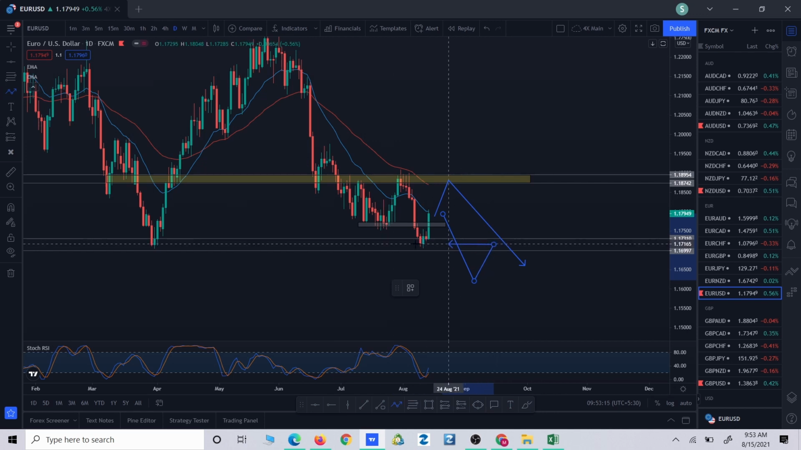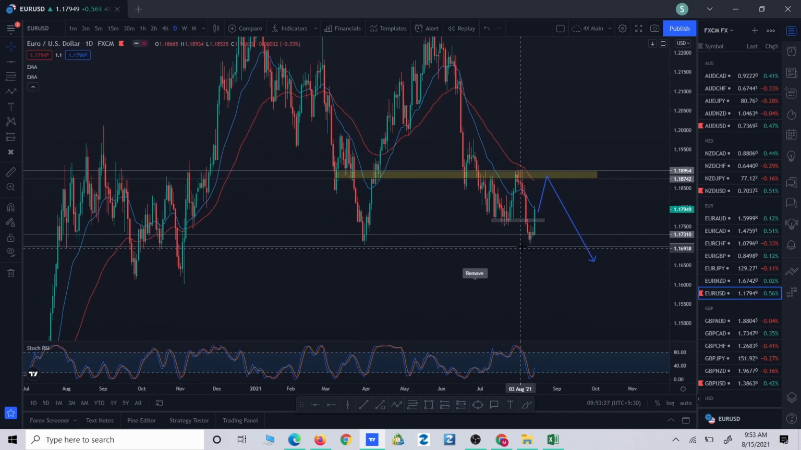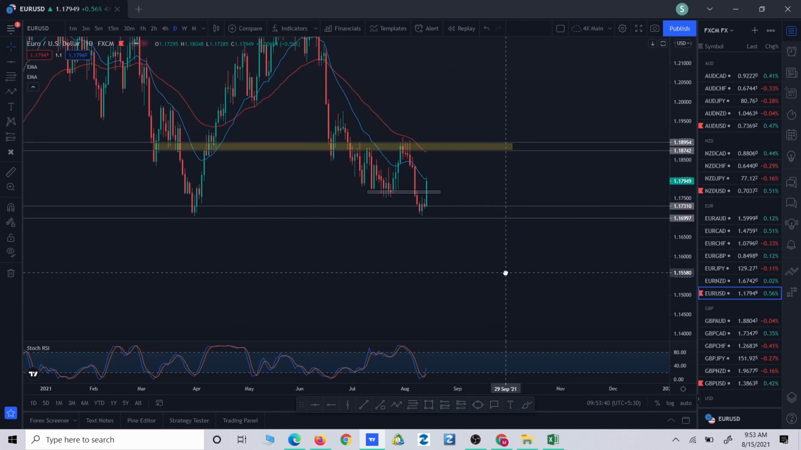Then we can wait for a pullback into the broken zone, and based on any kind of rejections and indication to the downside, we can go short. And this is going to be a very strong zone. As you can see, it's retested multiple times in the past as well. It's retested here, here, here, here. So it's a very strong zone as well. Any kind of break below and then pullback is going to give us a good trading setup to go short.